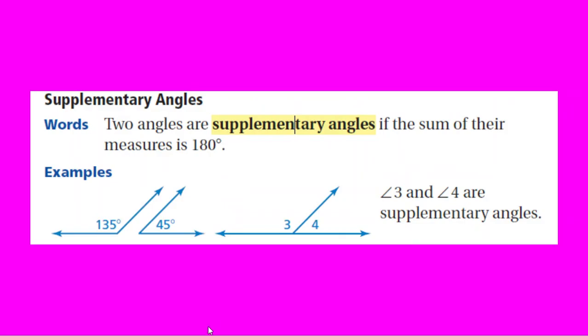All right, supplementary angles. Supplementary angles are angles whose measures add up to 180. So this one on the left here, if I do 135 plus 45, that would give me 180. So I know that these two are supplementary angles.